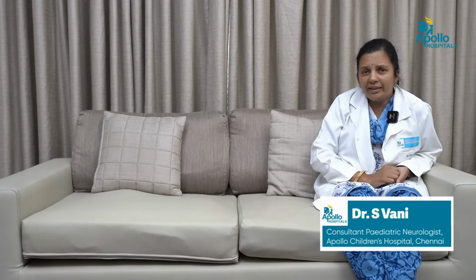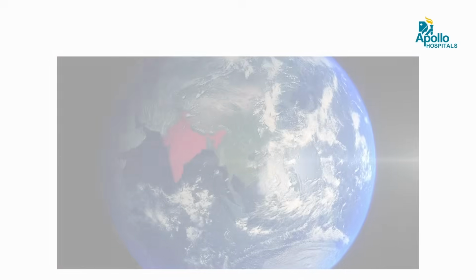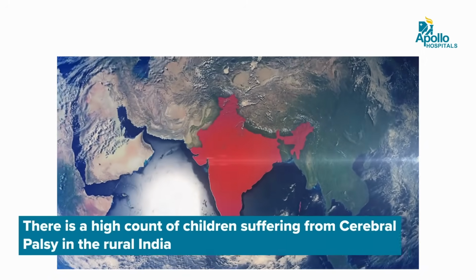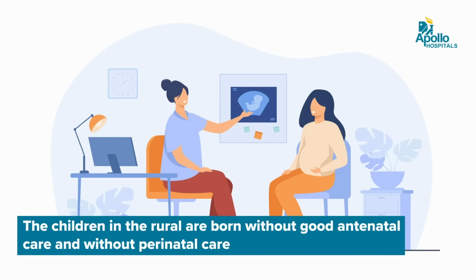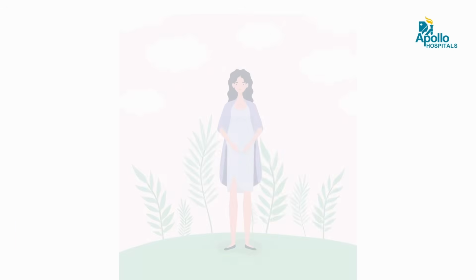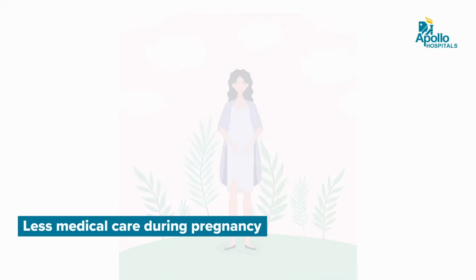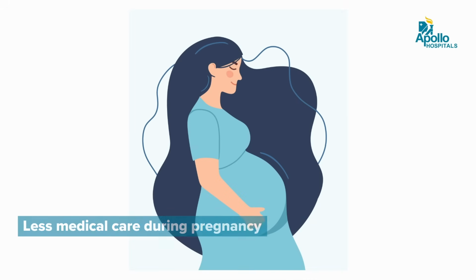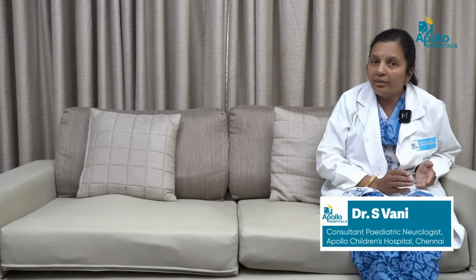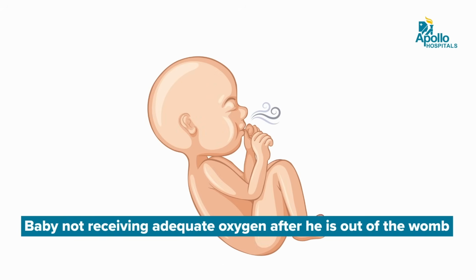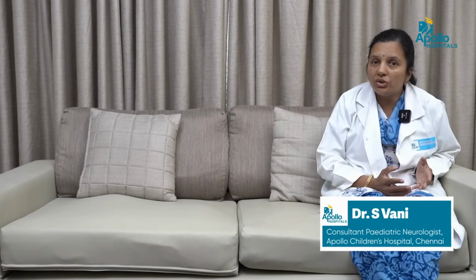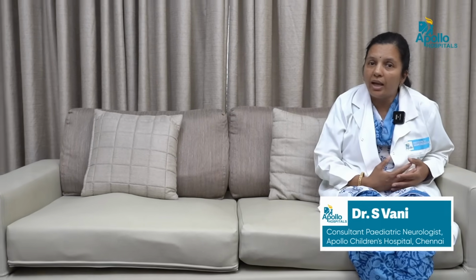How common is cerebral palsy? Cerebral palsy is a relatively common condition, especially in a developing country like India. We do have a high incidence of cerebral palsy, especially in the rural population, where these children are born without good antenatal care and without good perinatal care. I mean, during the pregnancy, the mother does not get adequate medical attention and adequate scanning of the unborn fetus, and then during the delivery time, they do not get adequate medical attention, and the child, when it is born, is not given pediatric attention with high oxygen flow if required. So, these are the conditions where you do end up with children having cerebral palsy.